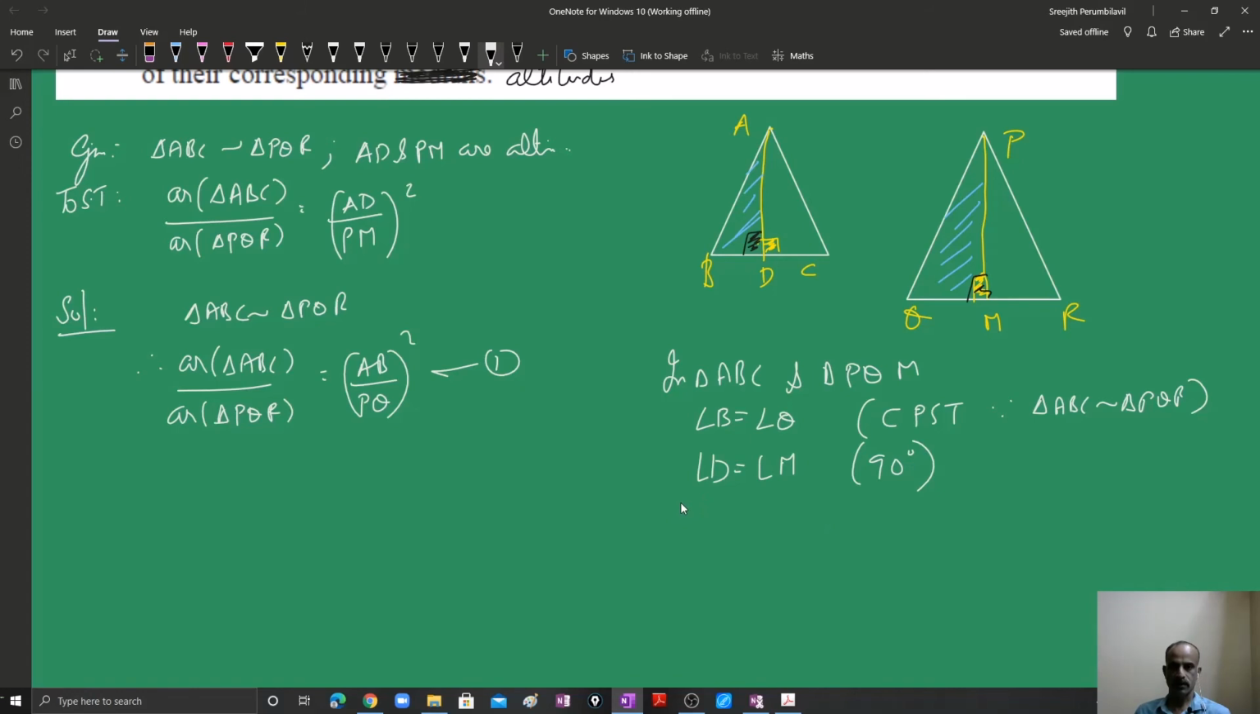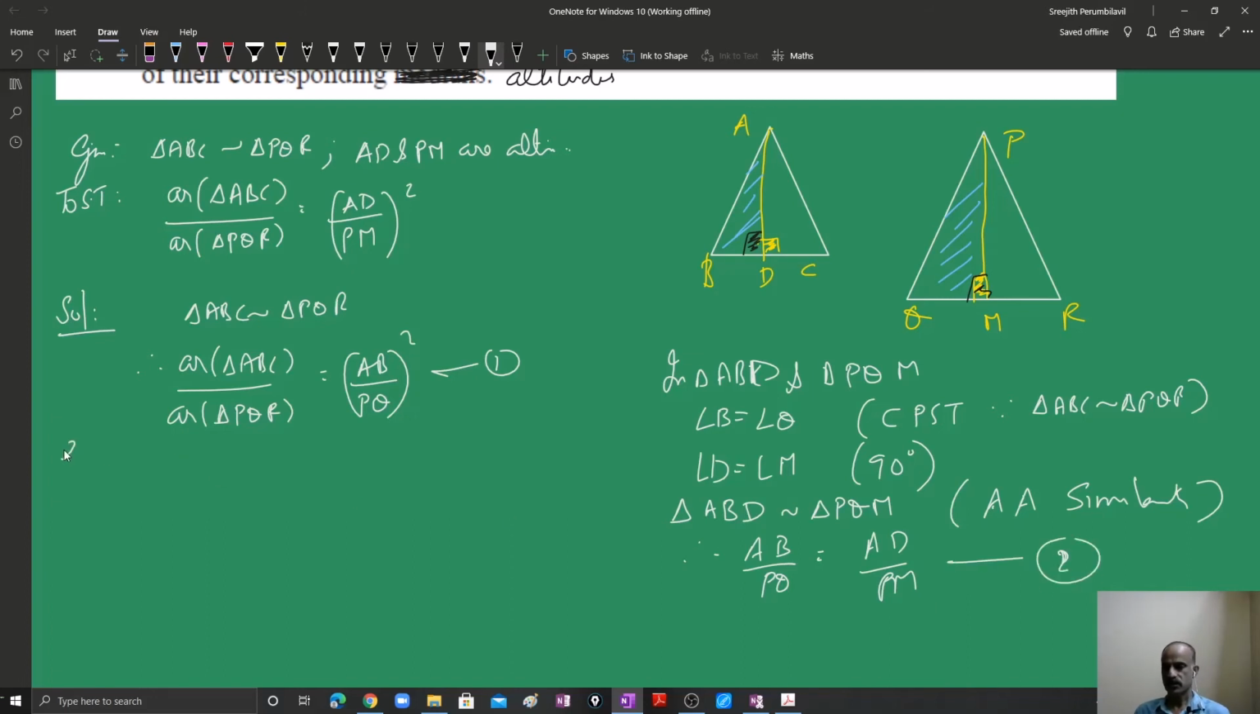Triangle ABD is similar to triangle PQM, and this time it is AA similarity. Therefore, we can say that AB by PQ is equal to AD by PM. Relation number 2. Substituting 2 in relation number 1, what happens when we substitute?